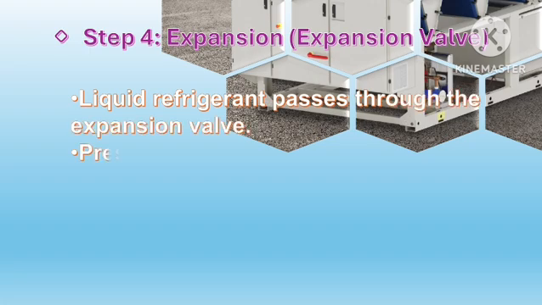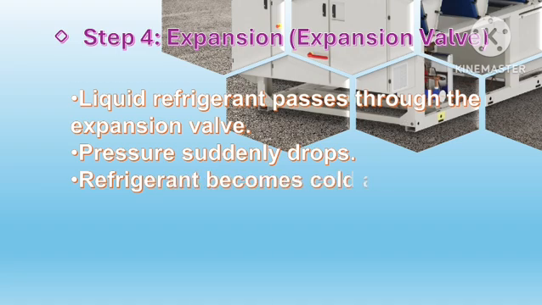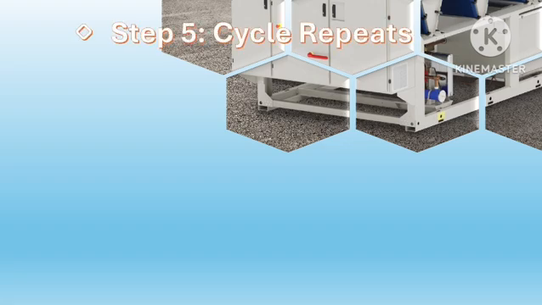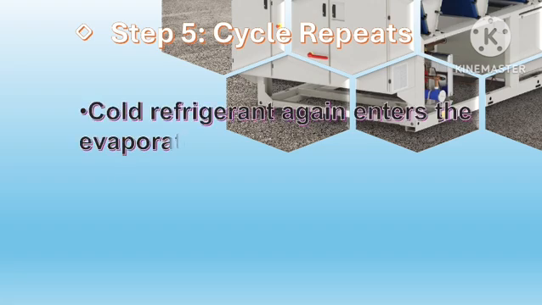First, the evaporator absorbs heat from water and makes it cool. Then the compressor increases the pressure and temperature of refrigerant gas. Next, in the condenser, heat is released to air or water and refrigerant becomes liquid.